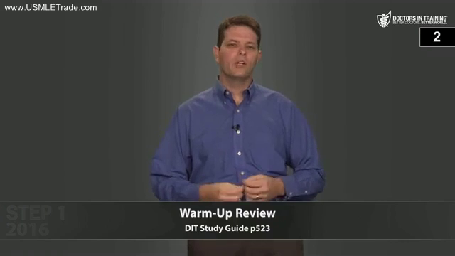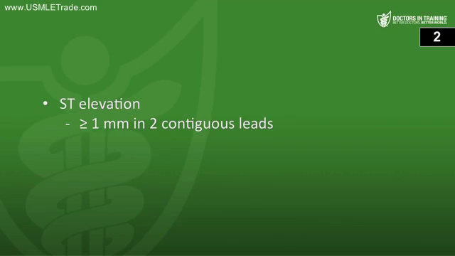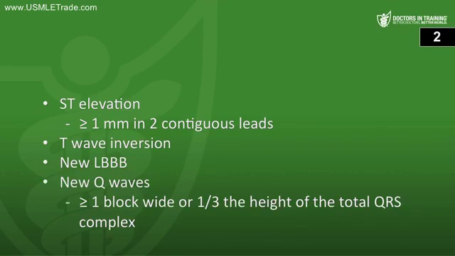Next, what are the major ECG changes seen with a myocardial infarction? So you can see ST segment elevation of at least 1 millimeter in 2 contiguous leads. You can see T-wave inversion. You can have a new left bundle branch block. You can have new Q waves, so Q waves that are at least 1 block wide or a third of the height of the total QRS complex. But remember, you only see these changes about 50% of the time when a patient's having an MI. So just because the ECG is normal doesn't mean you can rule out an MI.